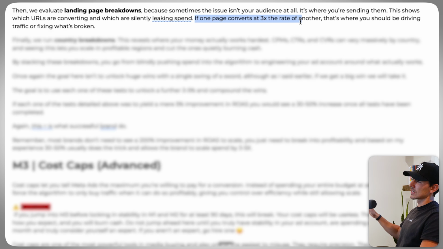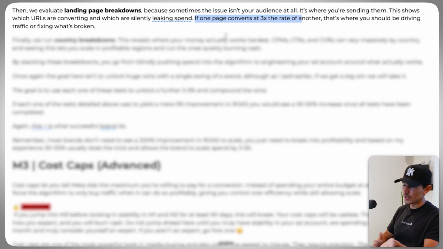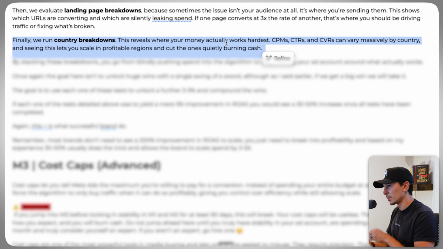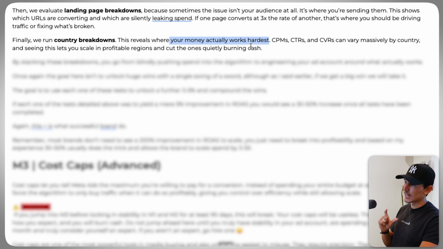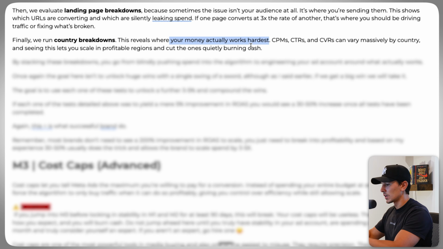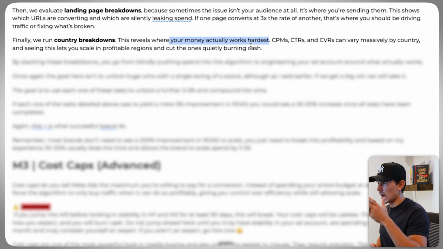Finally, last but not least, and to be honest, this one could actually go a little bit earlier if you want to, we run country breakdowns. This reveals where your money works the hardest. I like saying it this way, where your money works the hardest, because different countries have different CPMs, CTRs, click-through rates, they have different trends, and they can vary massively country by country. We need to be able to identify and see where we can scale in the most profitable regions and cut or reduce the ones that are quietly burning cash.